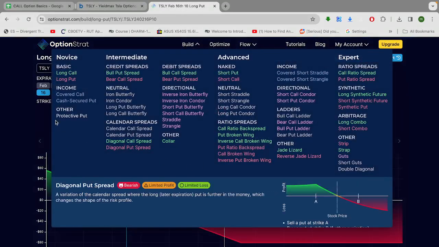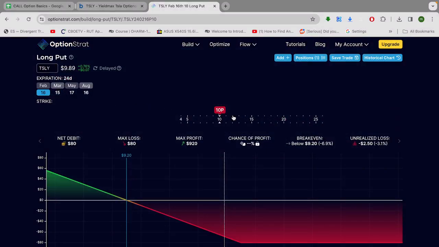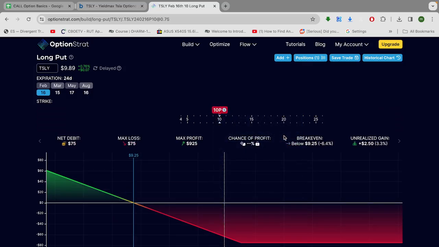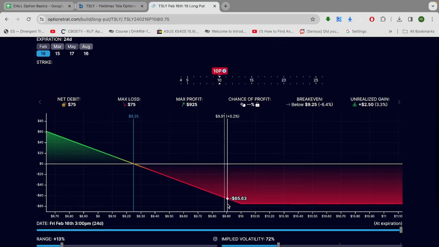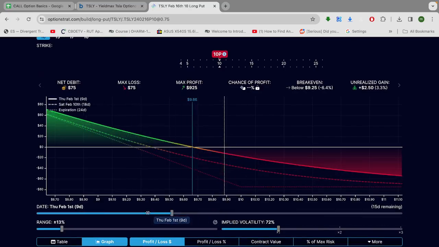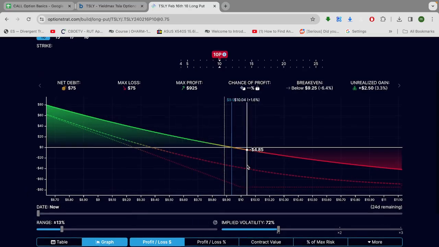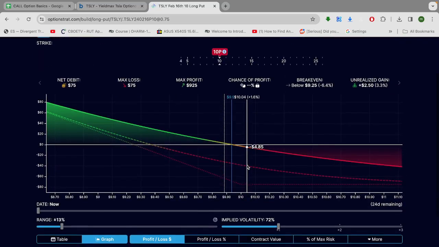Let's look at this. Let's look at TSLY and the option profit calculator. So there's our 10 put. It's saying 80 cents. We were talking 75, whatever. We'll put in 75 just to remain consistent. Okay. So, all right, and here's the time right here. All right. So, let's do this.